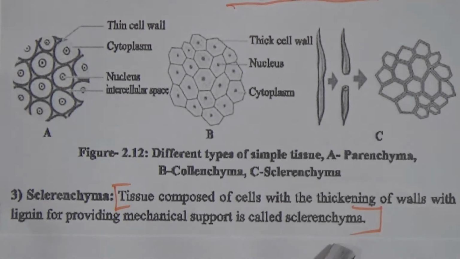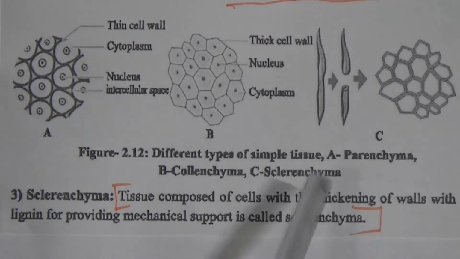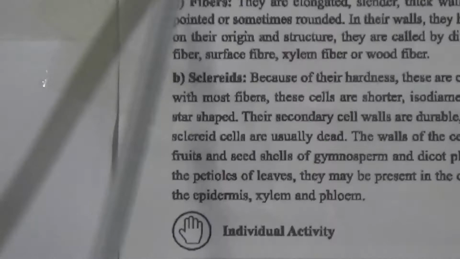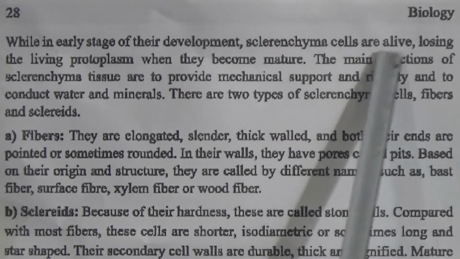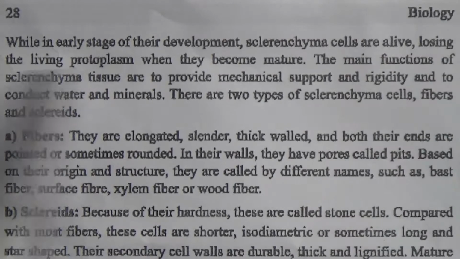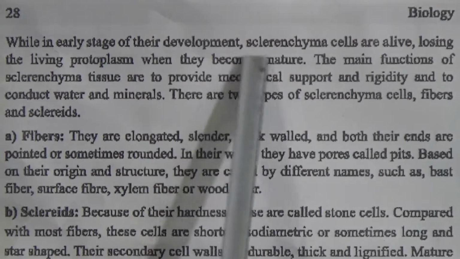They don't have any protoplasm. That's why they are called dead cells. This is so important for you. You have to remember this for your MCQ. Come to the next page. While in the early stage of their development, sclerenchyma cells are alive, losing the living protoplasm when they become mature.